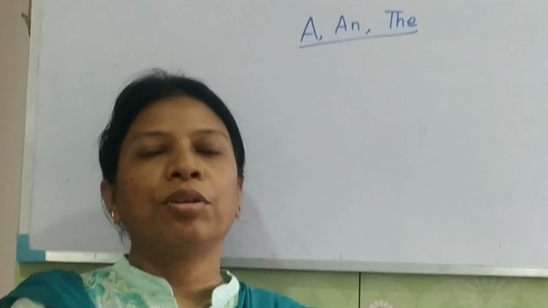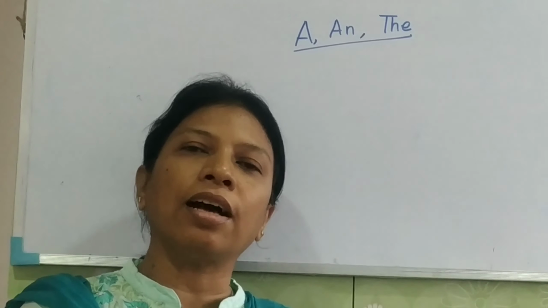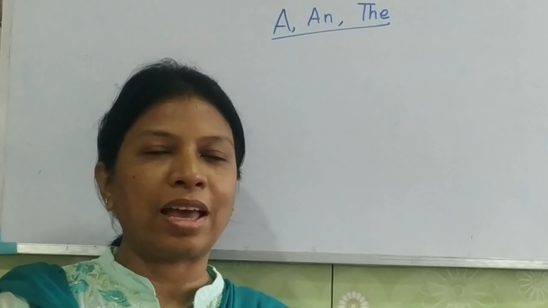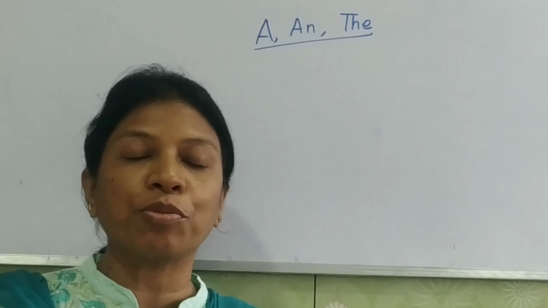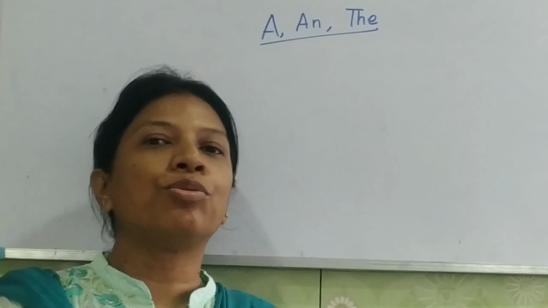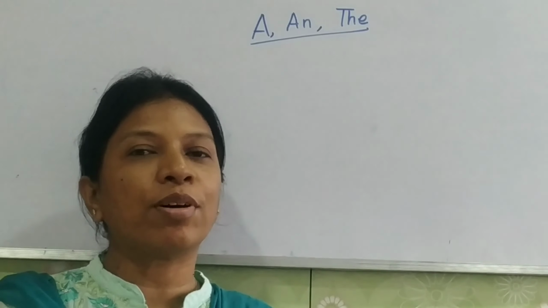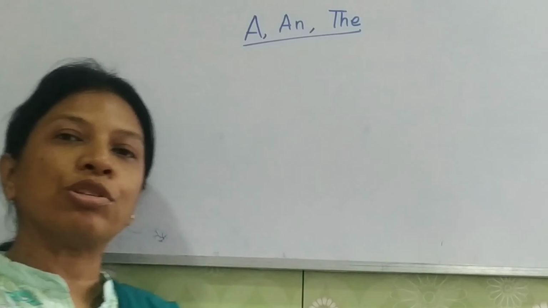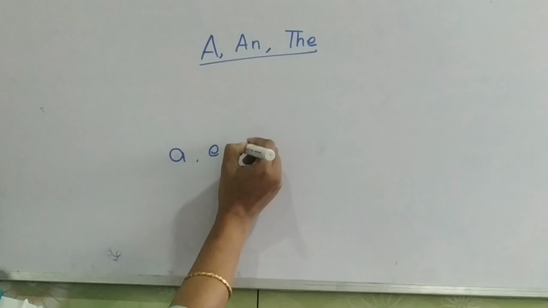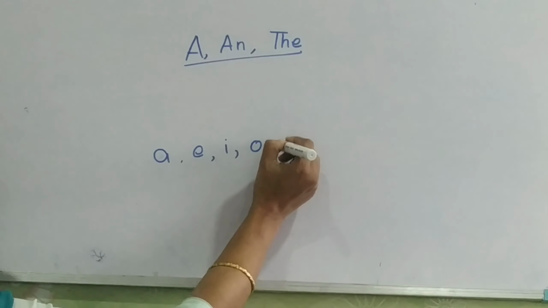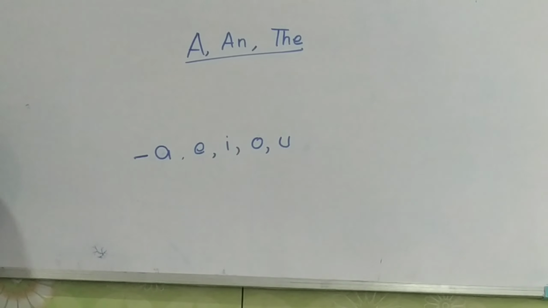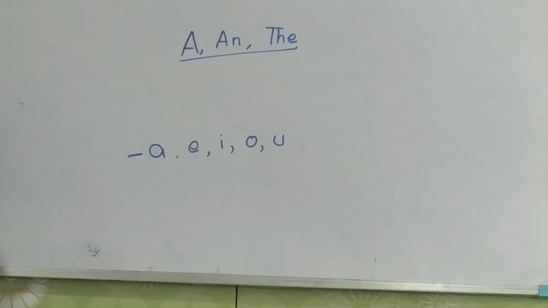So children, do you remember that we had started our English grammar? The first chapter was what? Alphabetical order. And then I had also told you about how many letters there are in the English alphabet. There are 26, and 5 are vowels. Remember what those are? A, E, I, O, U. These are vowels, and the rest, 21 letters, are called consonants.